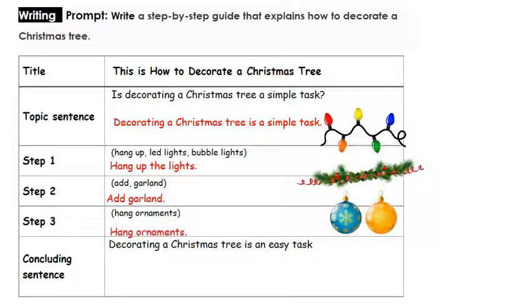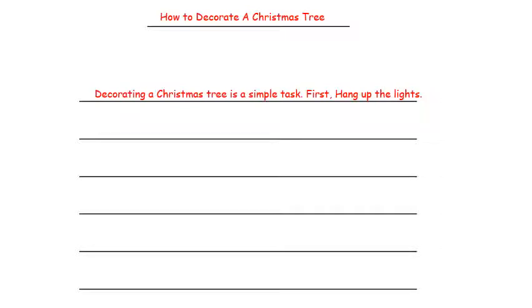For sure here I'm writing very short ideas, points, but in the paragraph I'm going to develop them into complete sentences. And in the concluding sentence I have to restate the topic sentence in different words, or simply give advice for the reader. So decorating a Christmas tree is an easy task. Now I have to write it as a paragraph. The title, how to decorate a Christmas tree. I start with the topic sentence, decorating a Christmas tree is a simple task.